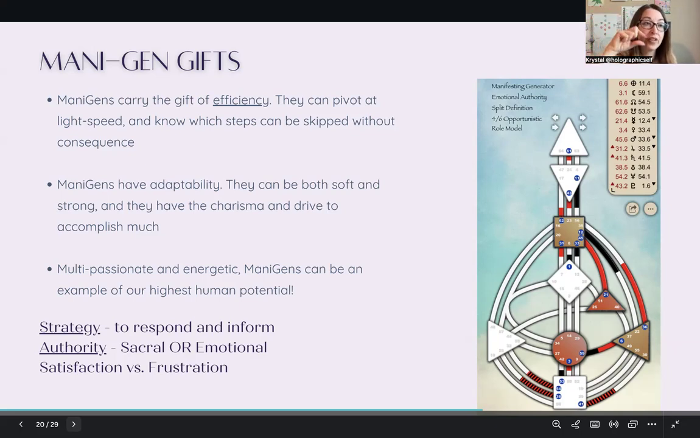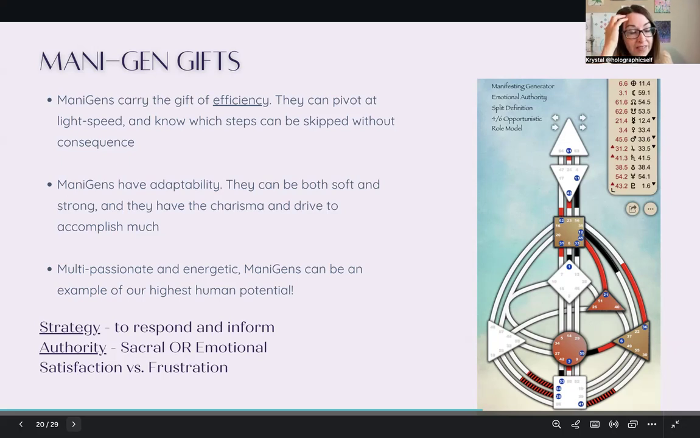What I was saying before about the 34-20 Manigens, the ones that had that direct channel from sacral to throat, this is where a lot of the manifesting generator descriptions come from. Oh, they're so fast, they're so charismatic. Well, yes, but if you're a Manigen that doesn't have that specific activation, the sacral connected to the throat, your energy may express a little bit differently. And so I've seen a wide range of Manigens, and not all of them will resonate with that stereotypical description, which is more the 34-20 Manigen.